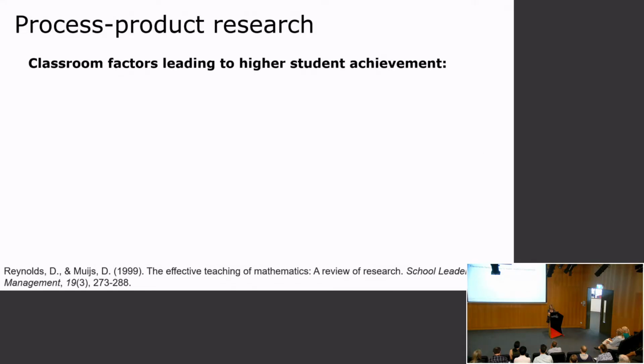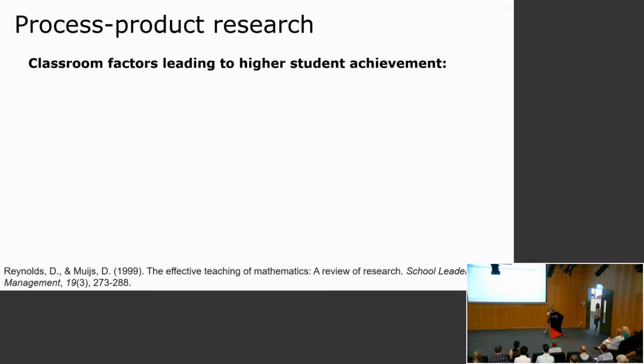So the first field that I'm going to speak about is process product research. Basically this research was largely conducted in the 60s, and people just went into classrooms with clipboards and looked at what teachers did. They looked at classroom factors and teacher behaviours, and at the links between which factors led to higher student achievement.